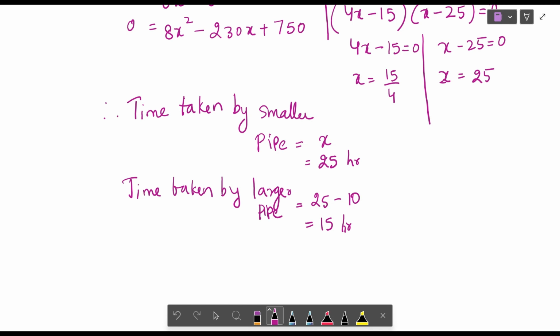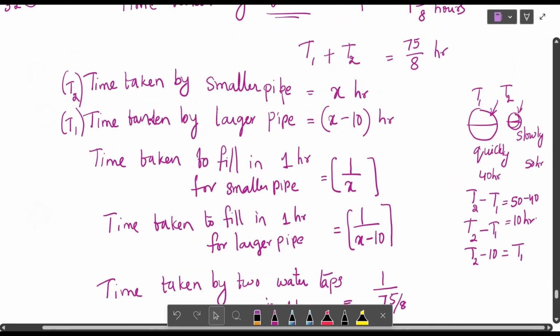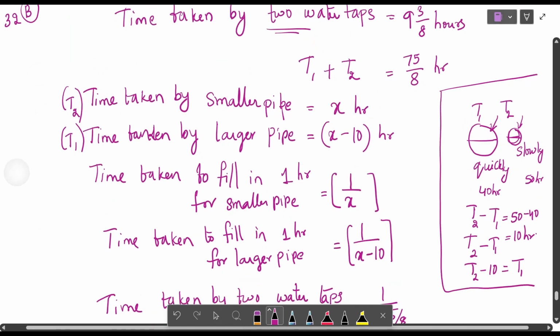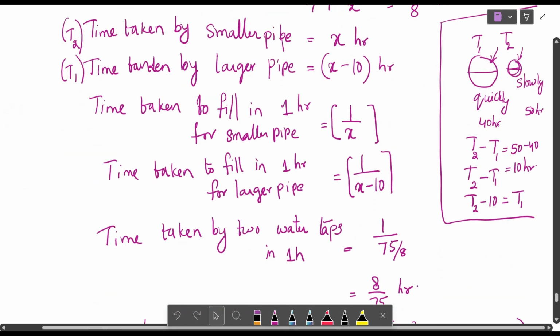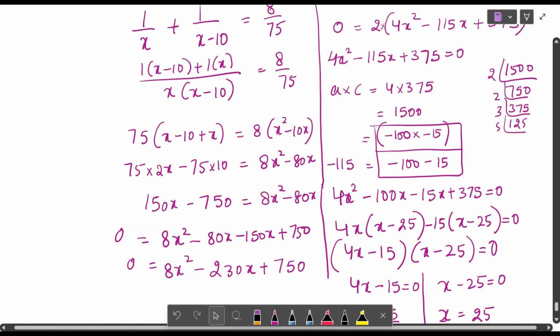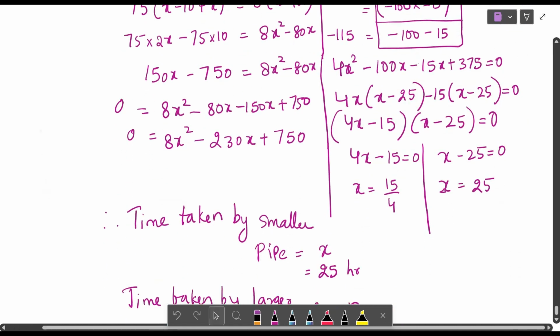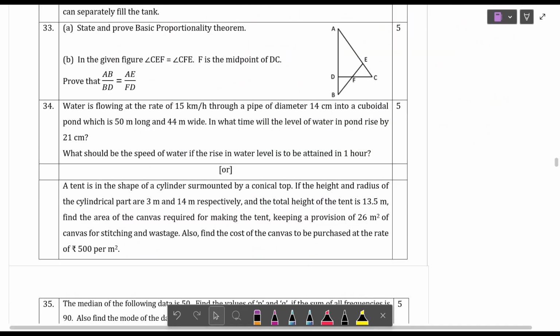So did you understand, students? Very, very easy. Just you have to know this explanation part. Try to understand these, students. For 1 hour you calculate, add them both and equate to 8 by 75. You will get a quadratic equation. Solve this quadratic equation and you will get the answer. Only positive integers you have to take as the answers.